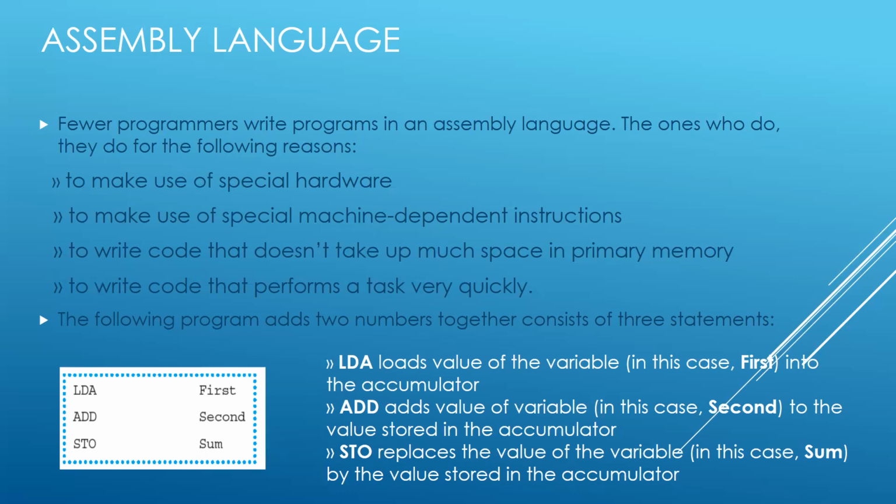And the third instruction, as you can see, is STO. That is replacing the value of the variable, in this case sum, with the value stored in the accumulator. So 5 plus 3 was 8, and STO will store the result of this processing in the variable sum. I hope that this is very clear to all of us.